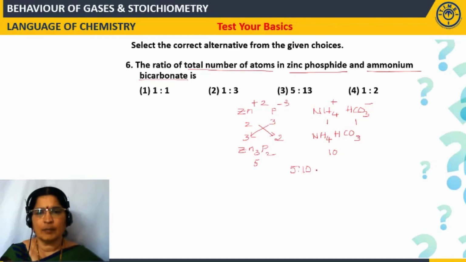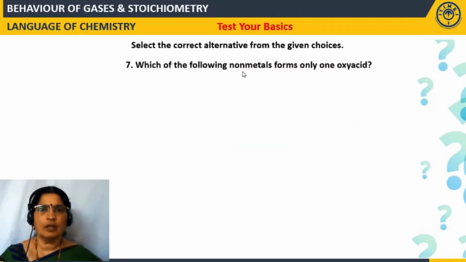It is nothing but 1 is to 2. We go with choice 4. Which of the following non-metals forms only one oxyacid? Let us see the options.